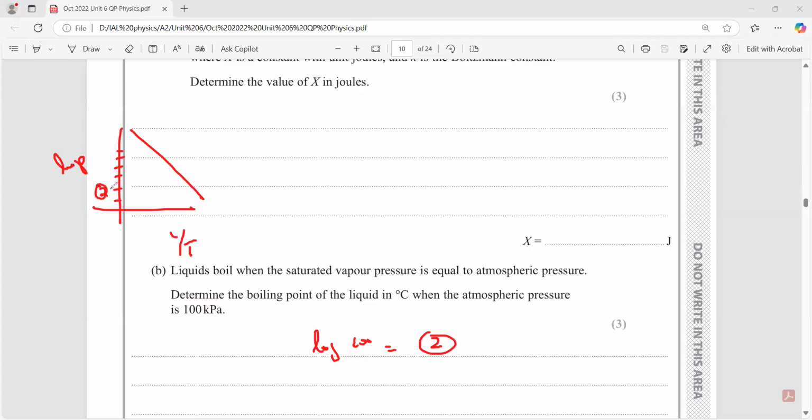So when it is 2, I will find what the temperature is, like what is the value of 1 over T. Then I will get the value of 1 over T. So 1 over T is this value. Any value will be there. Let's say, for example, the value of 1 over T is equal to 0.002. So if the value of 1 over T is 0.002, I'll cross multiply. So the value of T will be 1 divided by 0.002. What is 1 divided by 0.002?